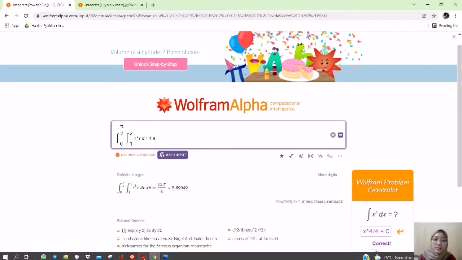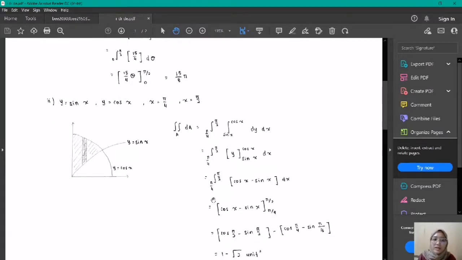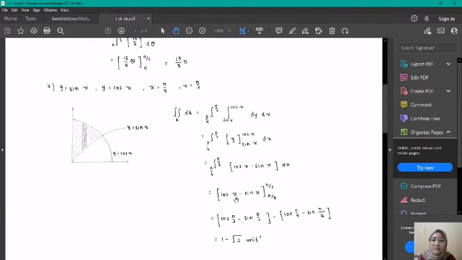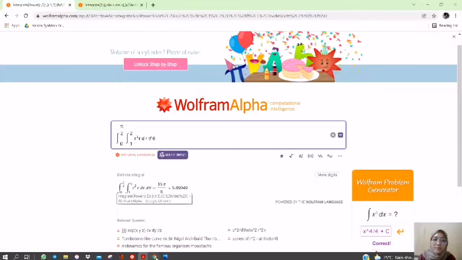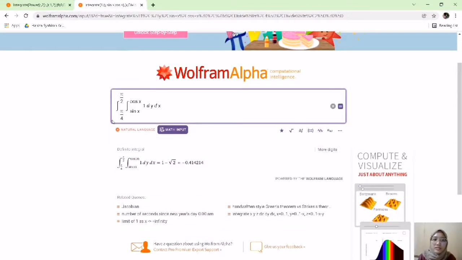Moving to the next question, which is question number 1 C2. This is my final answer for question 1 C2. I use the same method for question 1 C2. Here I put a value at the variable and so on. As we can see, we get an answer similar to my manual calculation.